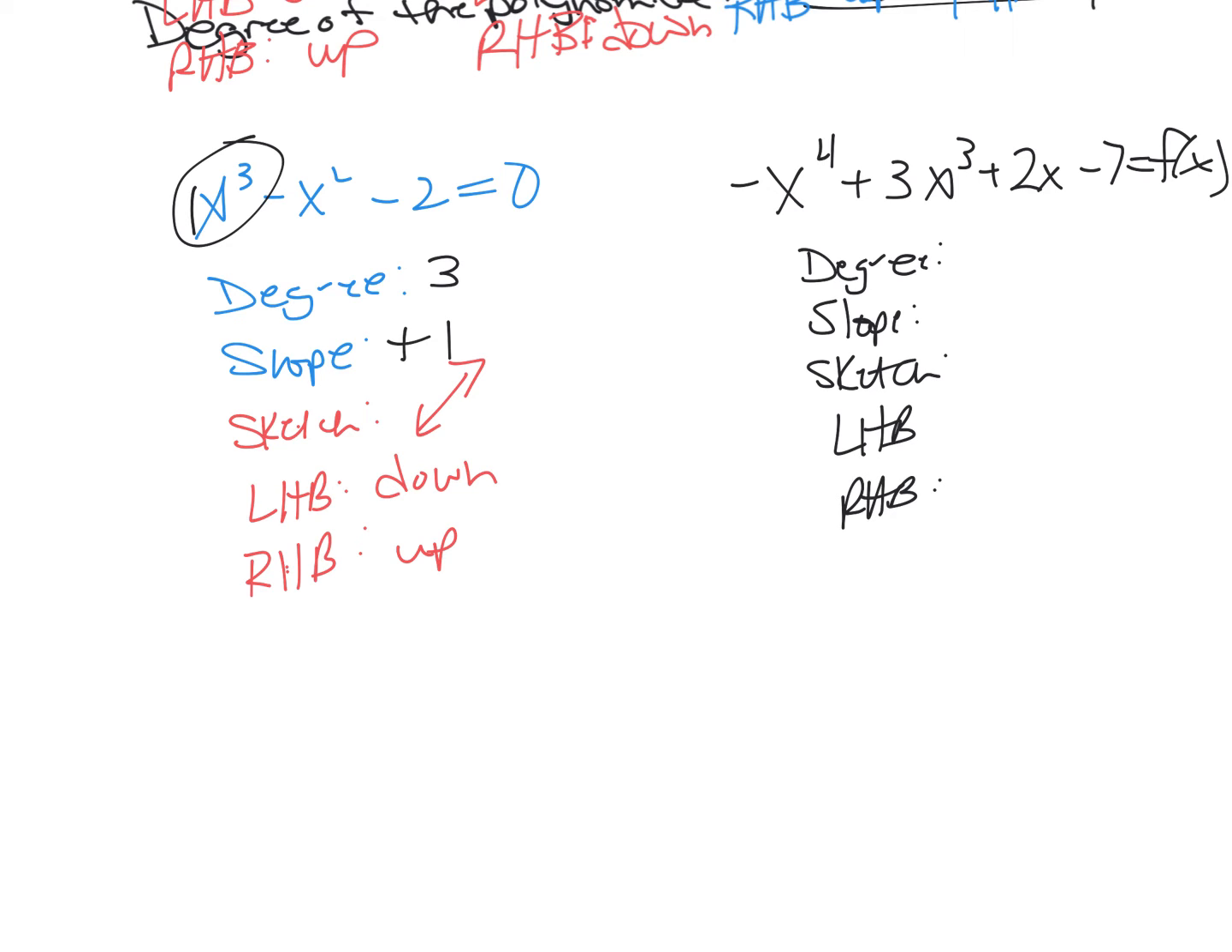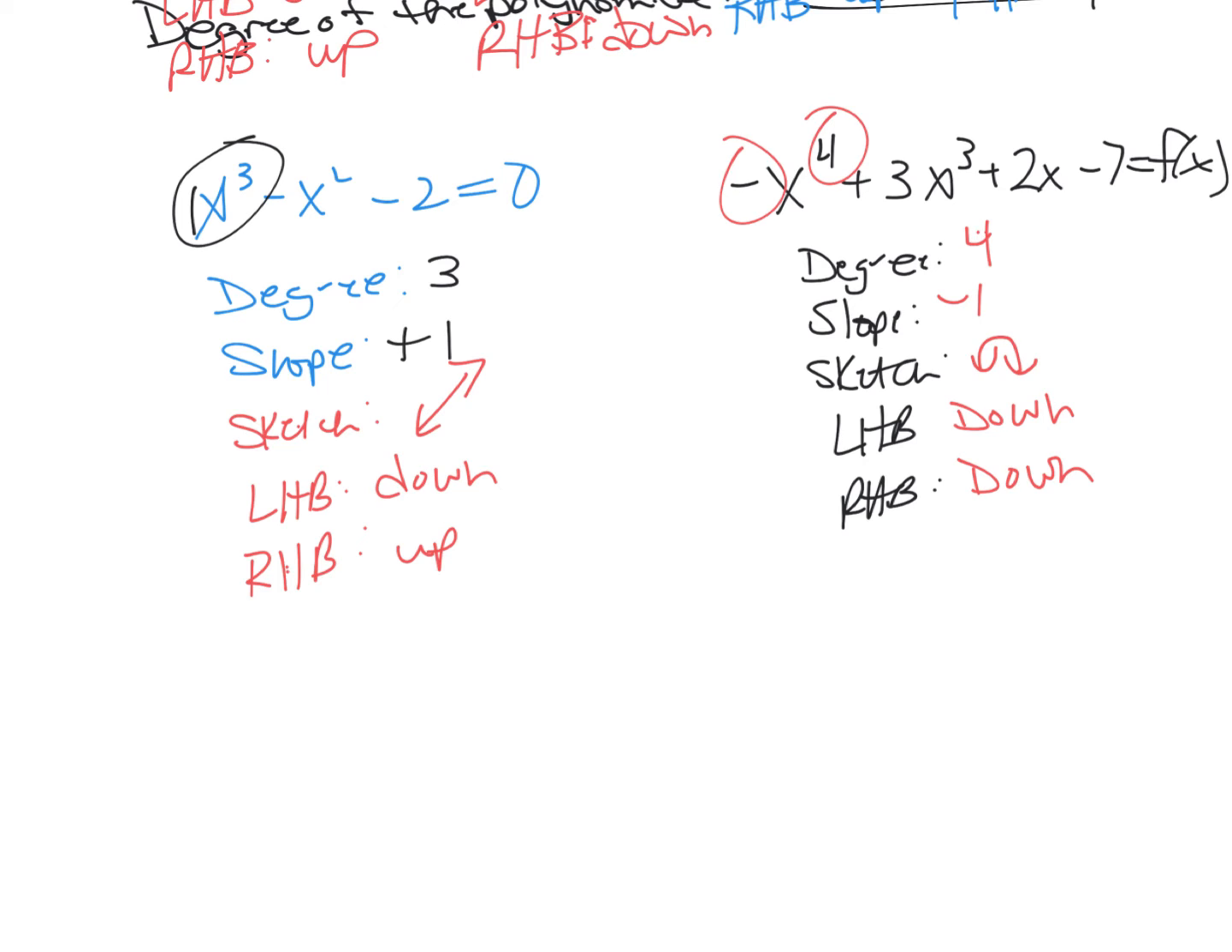So we would say the degree of the polynomial is 4. My slope is negative 1. We'll do a little sketch. It's quadratic, my degree is even, so it's going to both point down. My left-hand behavior is down, and my right-hand behavior is down. And then we also talked about how to factor and then doing those sketches. So you also had to factor some of those.